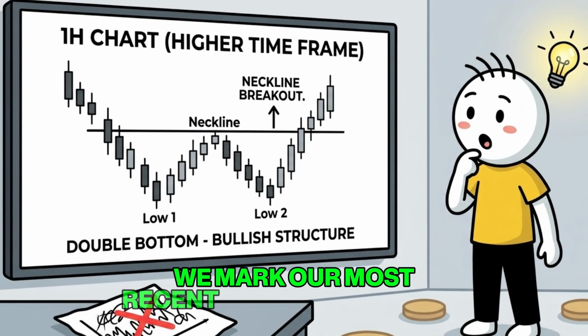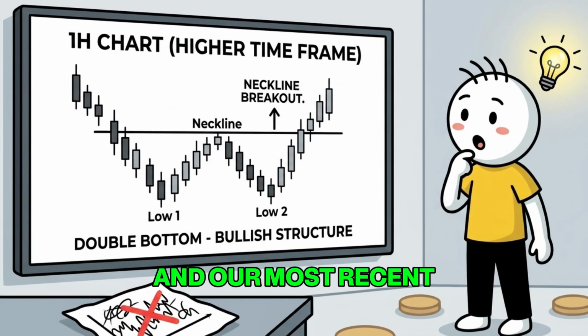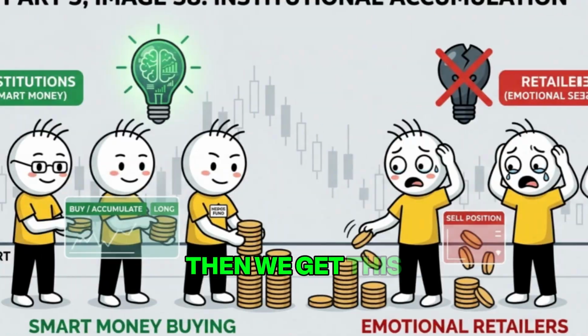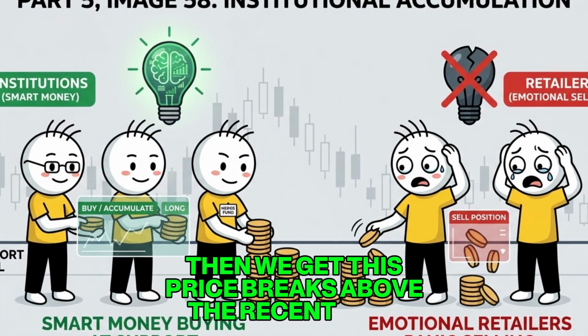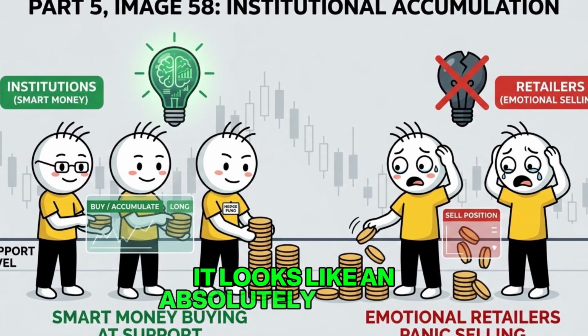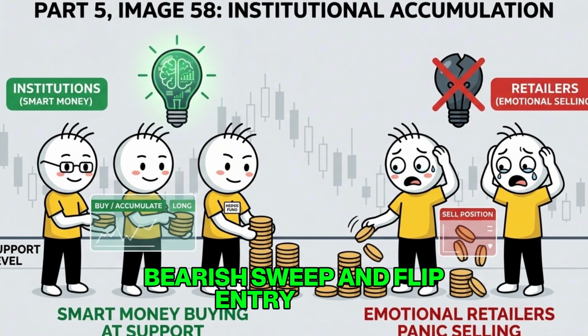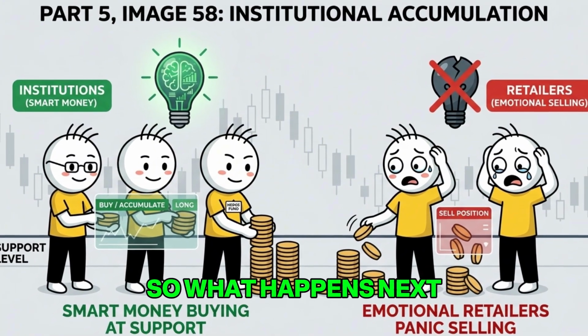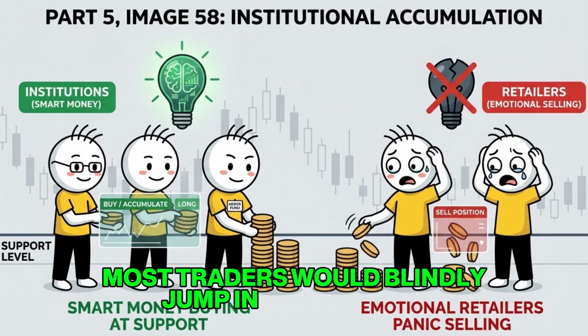We mark our most recent Asian session high and our most recent Asian session low. Then we get this. Price breaks above the recent high, sweeps the liquidity, and closes back below. It looks like an absolutely perfect bearish sweep and flip entry, right? So what happens next? Most traders would blindly jump in immediately.